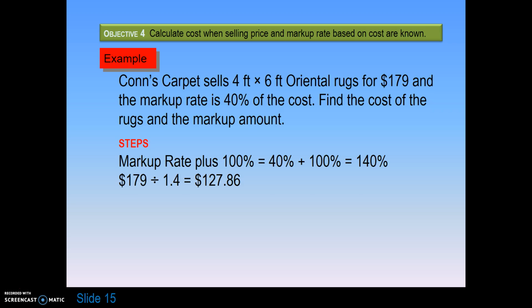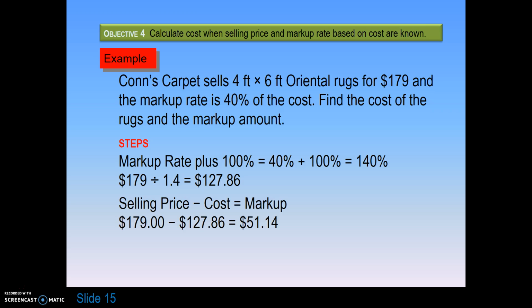So first off, we take our markup rate plus 100%. So you're going to take 40% plus 100%, which is 140%. You're going to take 179 divided by 1.4, which is 127.86. We then are going to take your selling price of 179 minus the cost, and your markup is $51.14. So it's just a little bit different way of doing it.